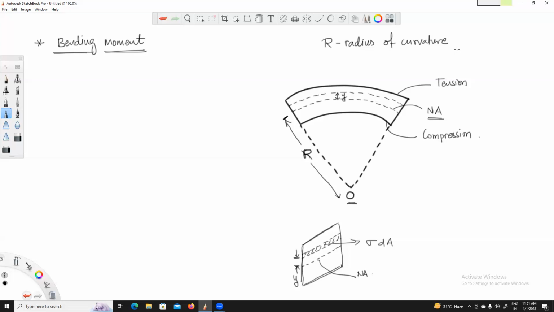So it is a part of a circle. That's why we have called this an arc, and the radius of this arc corresponding to the neutral axis is denoted by capital R, the radius of curvature of this beam. Now I have assumed one more fiber above the neutral axis at a distance y from it. So y is the distance of any fiber from the neutral axis, measured from the neutral axis. Now we have to see the relation for the bending moment, how to find it.